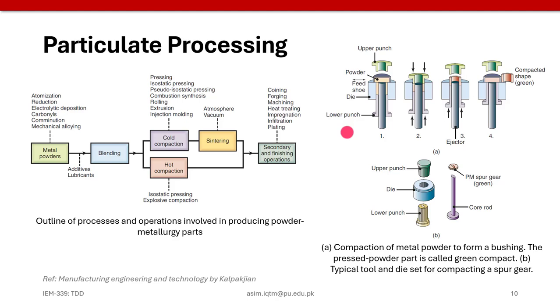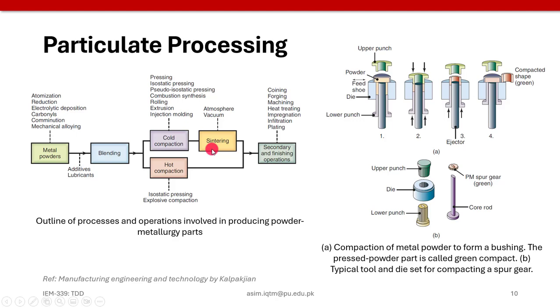Then we have particulate processing. In this process, again, the composition of metal powder to form a machine part is represented in figure A, and figure B illustrates the typical tool and die set for compacting a spur gear. So we are actually producing this final product by using this die set. So again, the design or construction of this die is important in particulate processing.